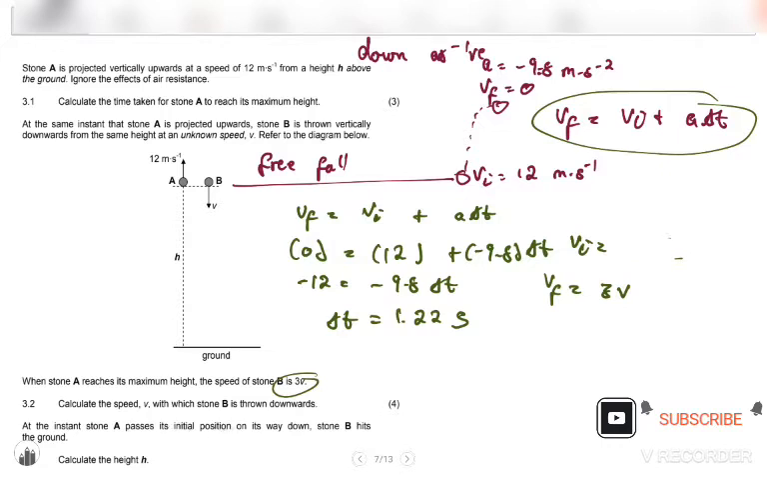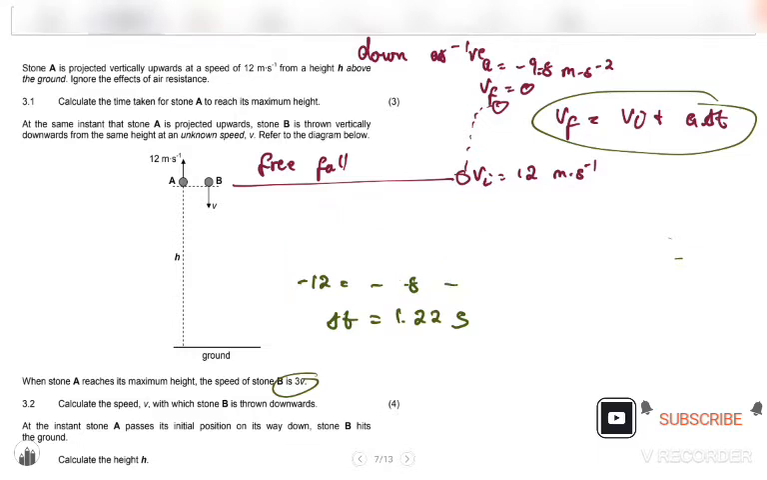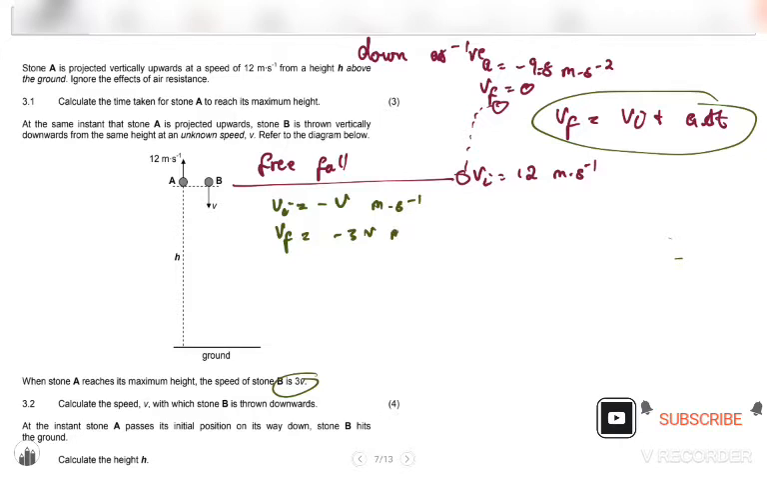That's easy, everyone can do that. Since we're taking down as negative, we are given V initial of that as V meters per second, so it's going to be minus V because down is negative. And V final is minus 3V meters per second, and the change in time is since it's reaching this velocity final after stone A traveled 1.22.